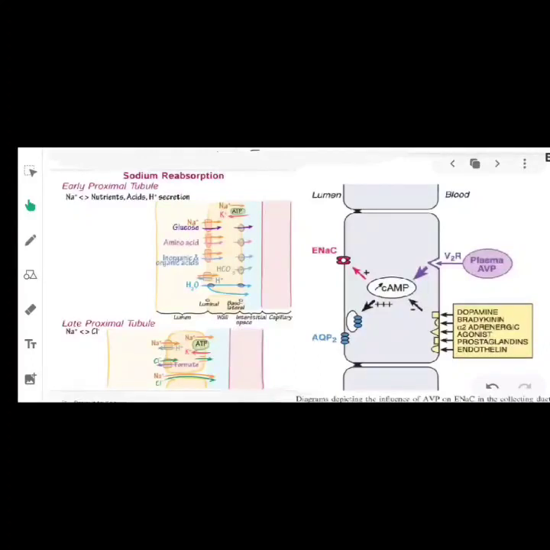Okay, so and in the late PCT reabsorption occurs with the antiport. In this, exchange of hydrogen ion takes place with the sodium.